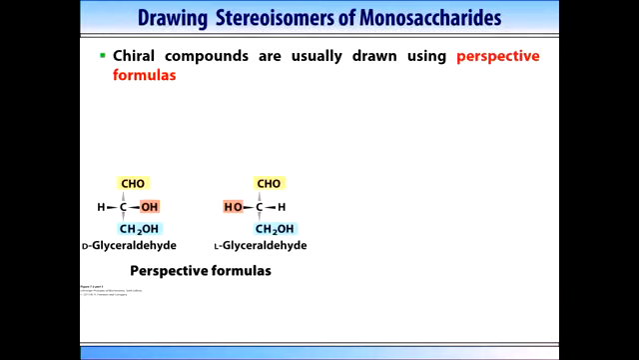Okay, how do we draw stereoisomers of monosaccharides? In organic chemistry, chiral compounds are usually depicted as perspective formulas. In these perspective formulas, wedges are used. The solid wedges point to the groups which are protruding towards the viewer, and the dashed wedges are the ones which protrude away from the viewer. So this representation gives a 3D perception of the molecule.